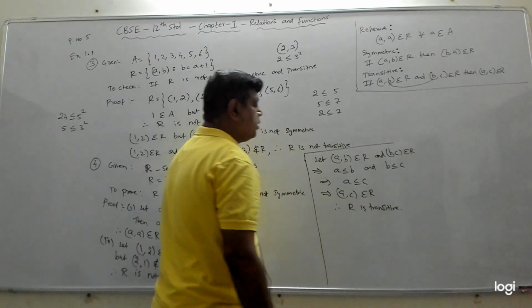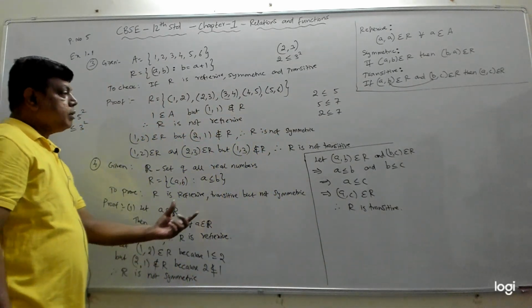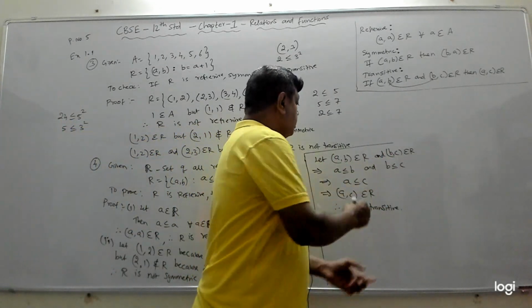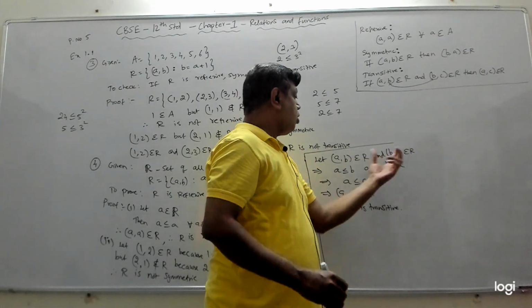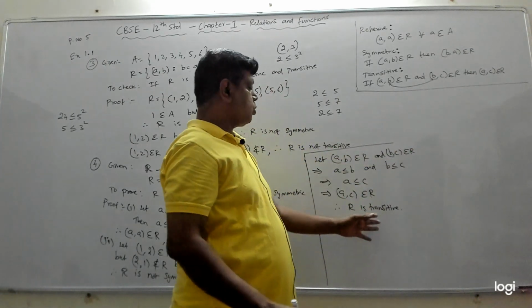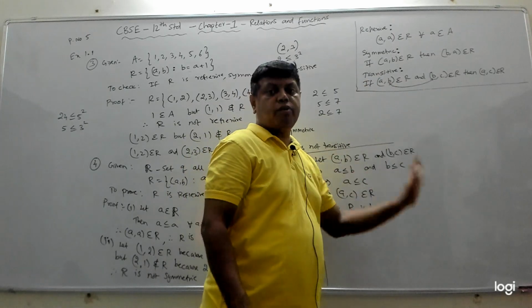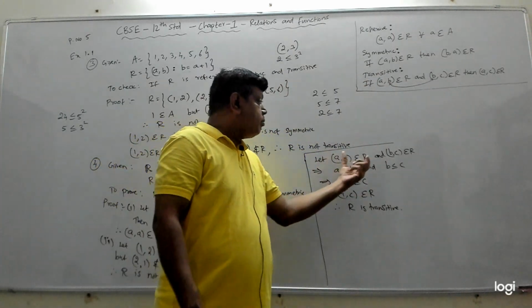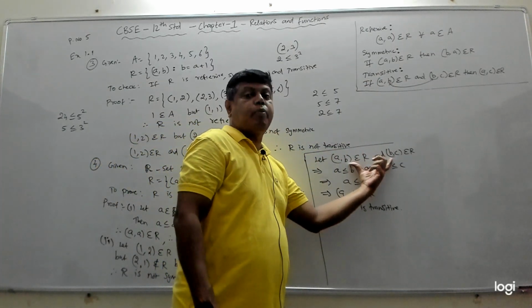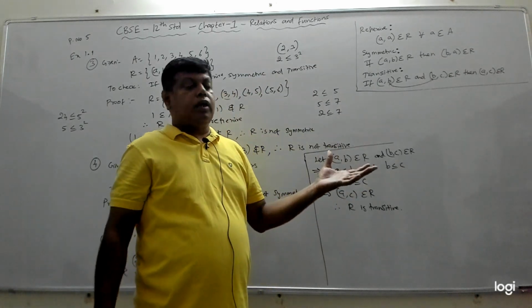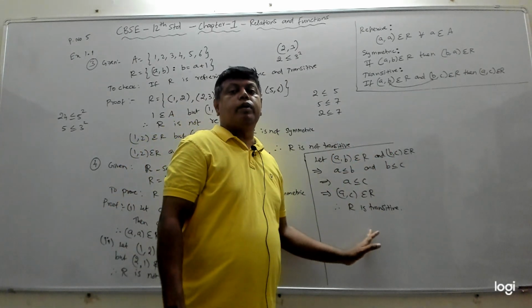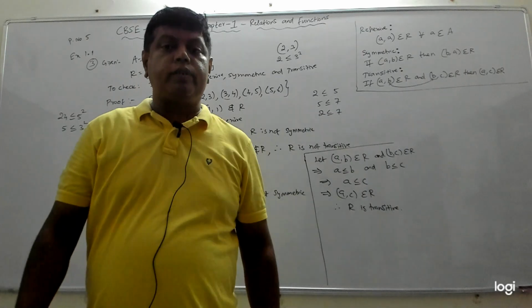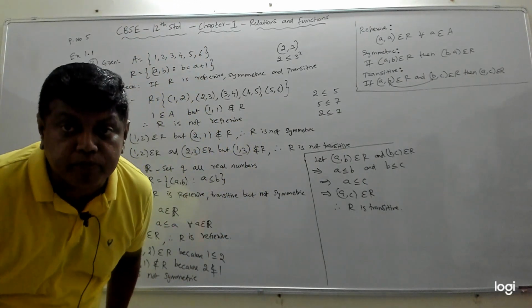Therefore, R is transitive because we took two elements, (A, B) belongs to R and (B, C) belongs to R, and we proved that (A, C) belongs to R. Therefore, it is transitive. Here we did not take one particular element. We have taken some general two pairs. Any A and B and any B and C, you will get (A, C) belongs to R. Therefore, it is transitive. Fine.